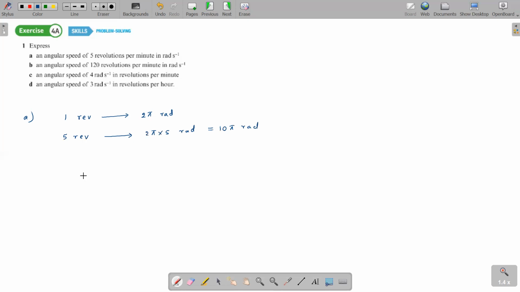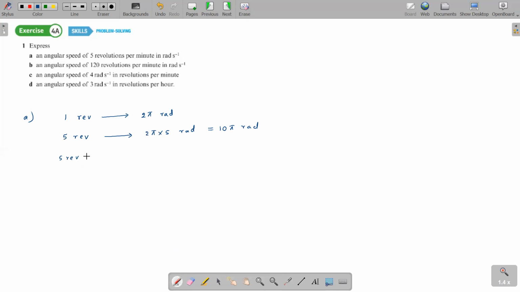Now this is 5 revolutions per minute. So you have 5 revolutions happening in 1 minute. So this is equivalent to 10 pi radians per minute. But I want it per second. So how do I make it per second?